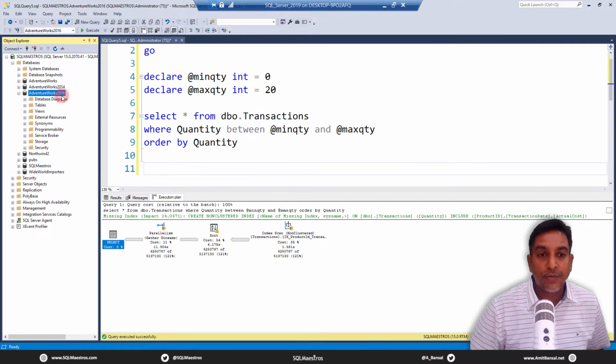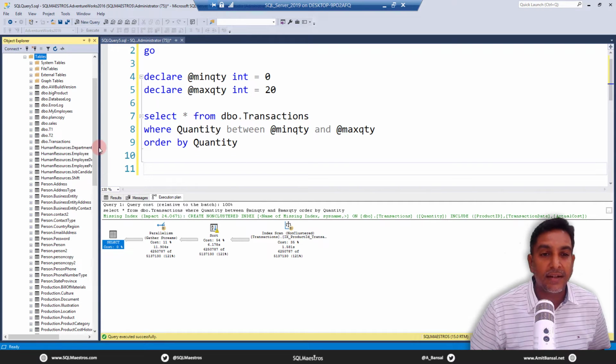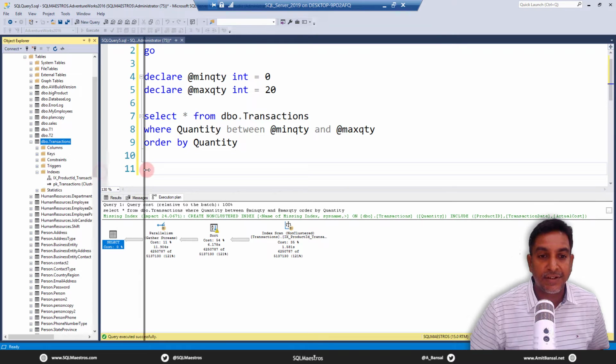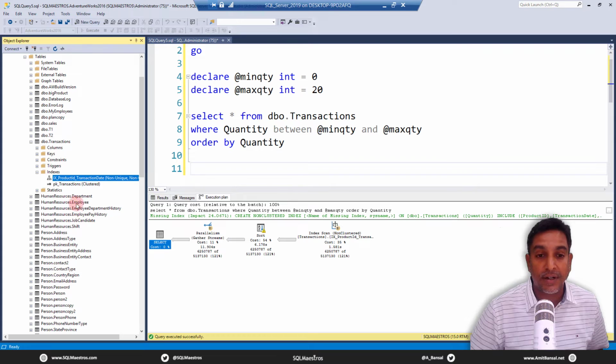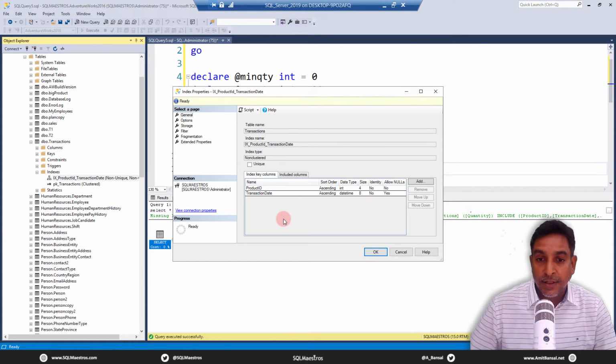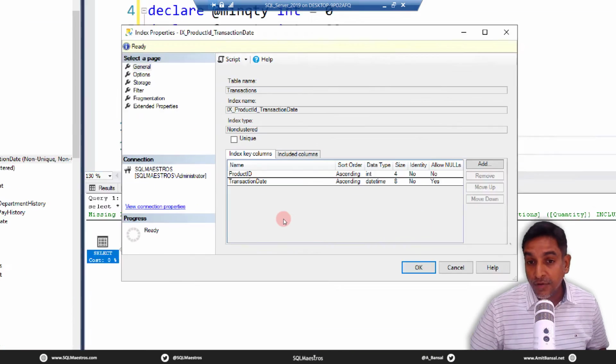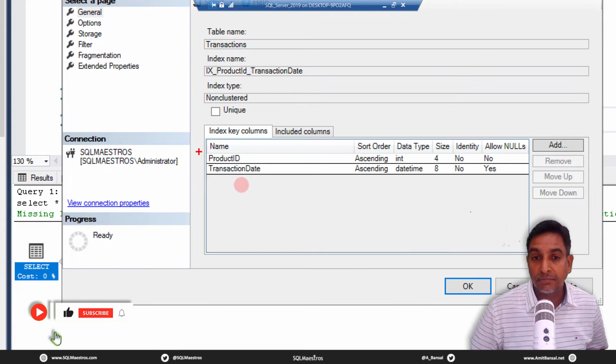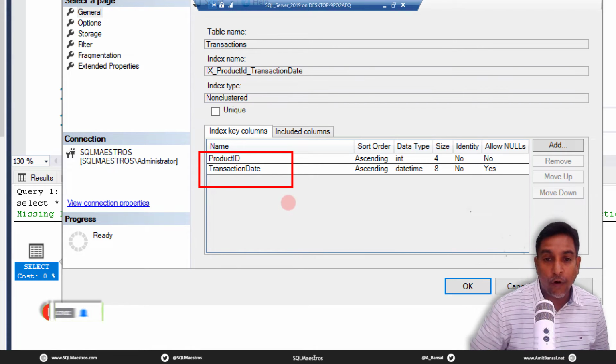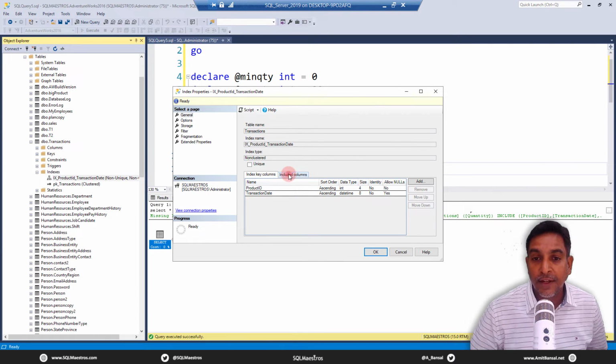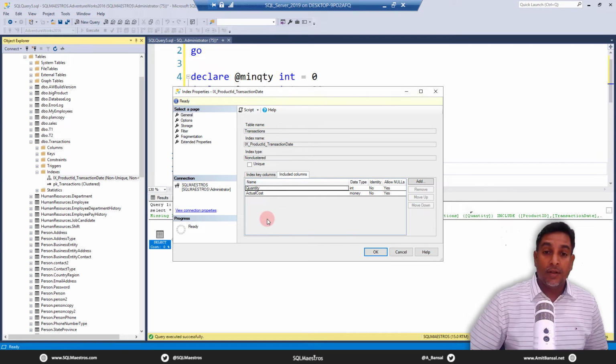So let's expand AdventureWorks2016, expand tables, and where do we go? We have Transactions. There you go. So under the Transactions table, you have this index IX_ProductID. This is being used. Right click. Let's go to properties and see what is the definition of the index here. So this is a composite index, a multi-column index with 2 attributes here, ProductID and TransactionDate. So these 2 attributes form the index key, and then you have included columns. So we have Quantity and ActualCost. Okay.